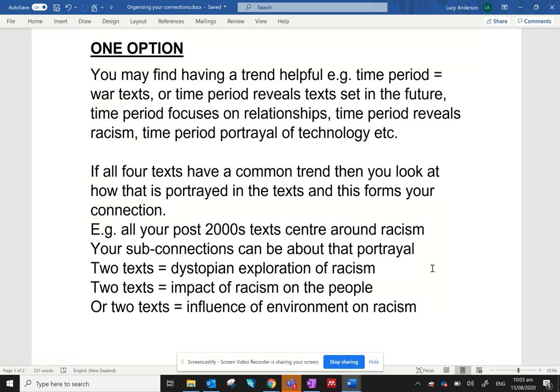If you're doing technology, you might want to look at how maybe two texts show a positive view of technology and two texts show a negative view, or perhaps that two of them are about social media based technology and two of them are about kind of warnings around technology. You'll find those commonalities and trends, and that's up to you to do. So that's an option. If you found that all four of your texts actually have a really consistent trend across them, then that's what you can do.